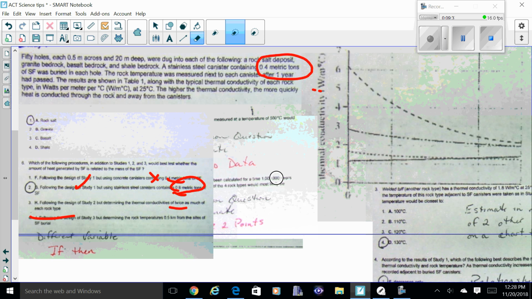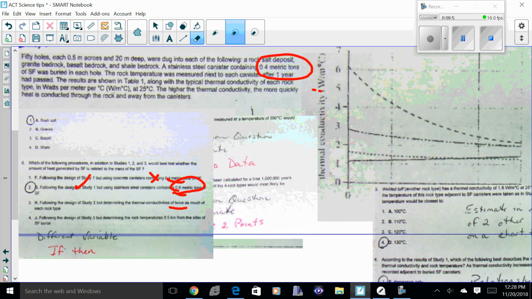And then finally, number 4 says, following the design of study 3, but determining the rock temperatures 0.5 kilometers. Well, kilometers is not mass, so therefore it has nothing to do with the actual question. So my best answer is 2.